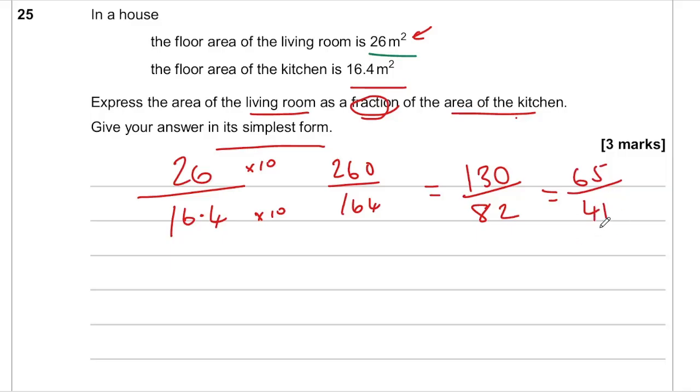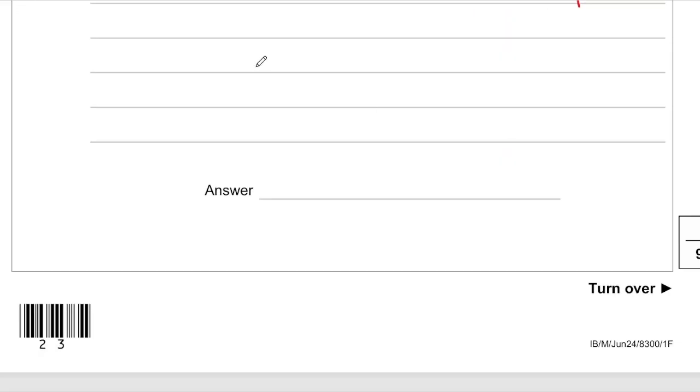Now 41 is a prime number, so what I can do now is put that as a mixed number. It does say simplest form, and we wouldn't leave it as an improper fraction, so I can take one whole lot of 41 out of that, which would leave me 24 left out of 41. So my answer for that one is 1 and 24 over 41. I don't need it as a decimal, just need it as a fraction in its simplest form.